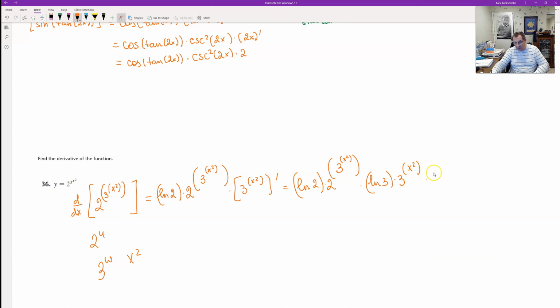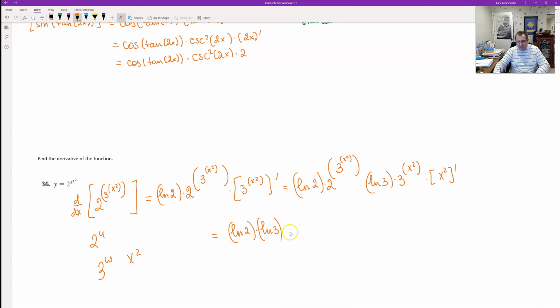And then we need to take that x squared and differentiate. So one more step. Let me take the natural log 2 and natural log 3 and put them together.